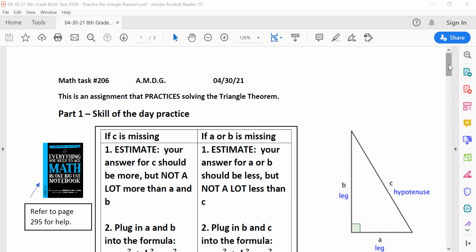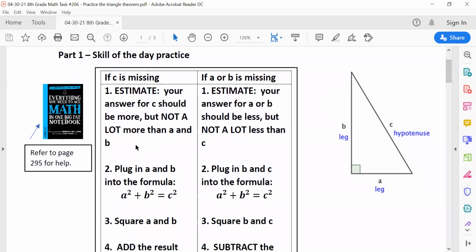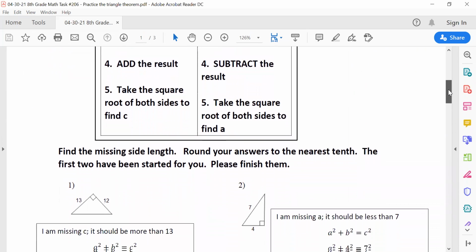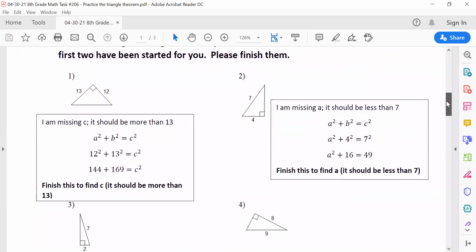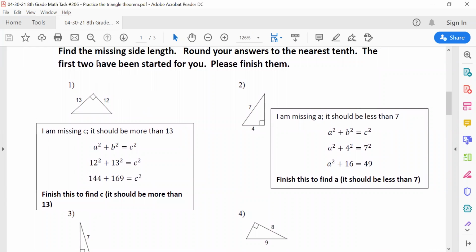So up at the top, we have a summary of some information I'm going to tell you. You have a reference to your book, a page that can help you, and a reference to the sides of the right triangle. So let's start with your homework today. Your job is to find the missing side length and round your answers to the nearest tenth. The first two have been started for you. Please finish them. I'm going to do number 1 and number 2 with you, and then you can work on the rest.